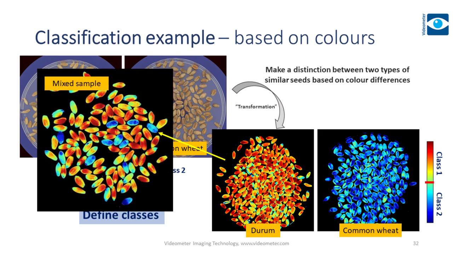If you then mix a sample with the two types of seed, you can get a result looking like this. Here, the true class the individual seed belongs to can then be determined by the average class color in each seed. This is all done using the spectral fingerprint from the sample.